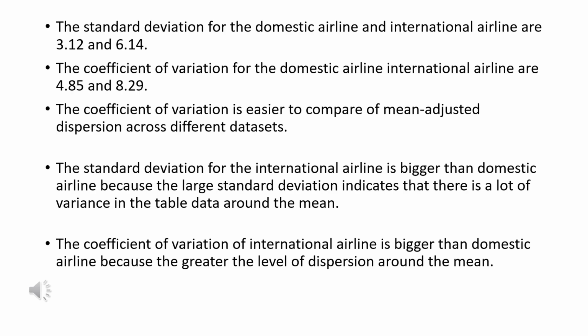In conclusion, the standard deviation for international airlines is bigger than domestic airlines because the larger standard deviation indicates that there is a lot of variance in the data around the mean. Next, the coefficient of variation of international airlines is bigger than domestic airlines because of the greater level of dispersion around the mean.